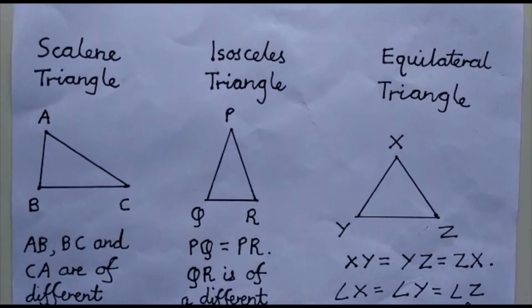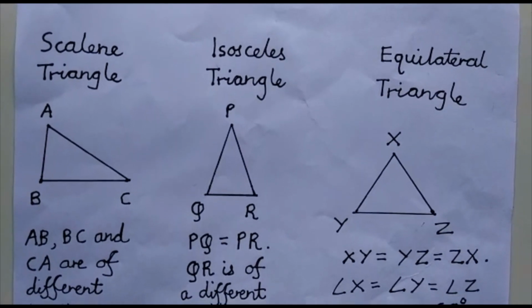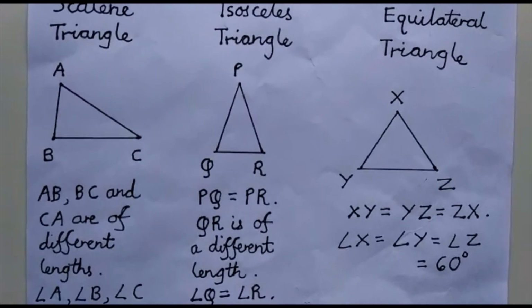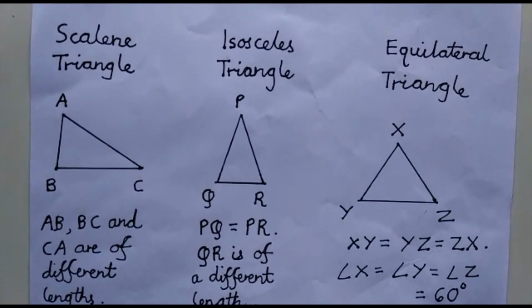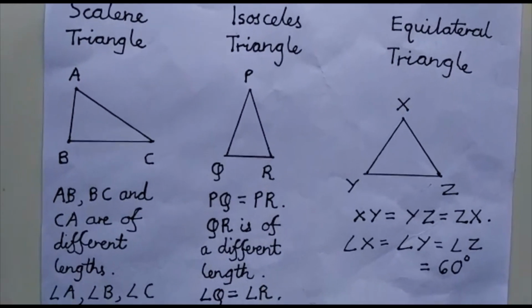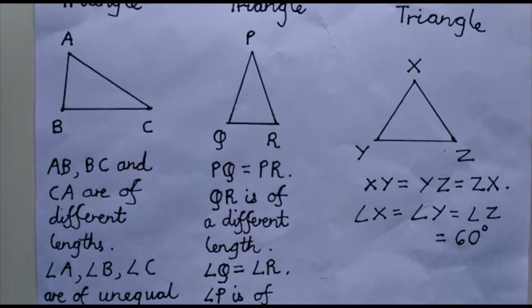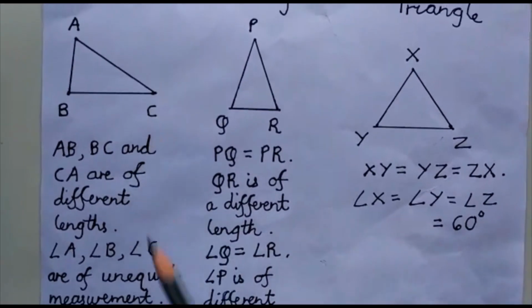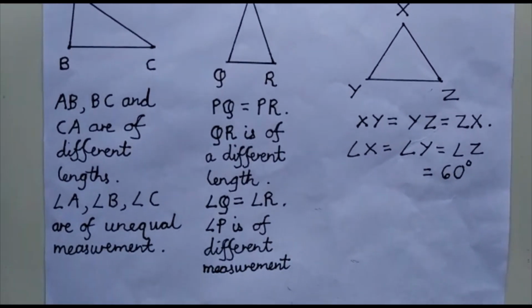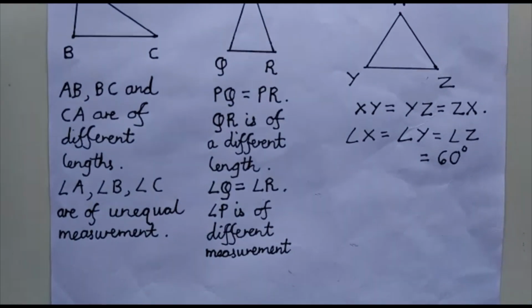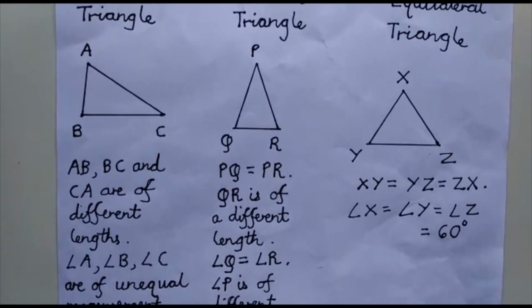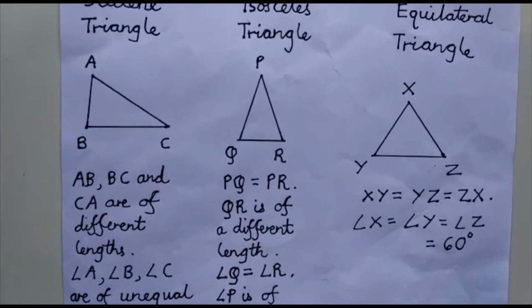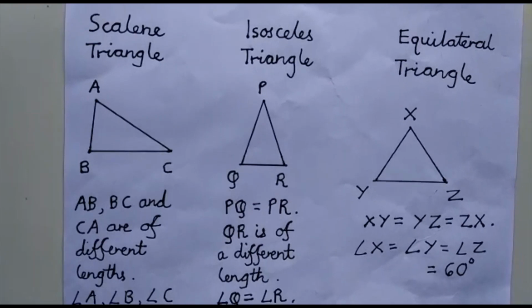Now I'll be discussing the types of triangles with you all. The first type of triangle is a scalene triangle. This is a triangle in which all the three sides are of unequal lengths and all the three angles are different from each other. So if we have a triangle ABC, which is a scalene triangle, then angles A, B and C will be different from each other, and the lengths AB, BC and CA will also be different from each other.